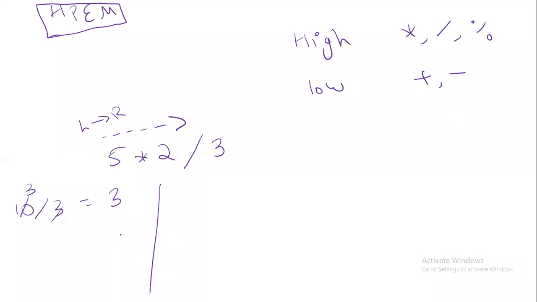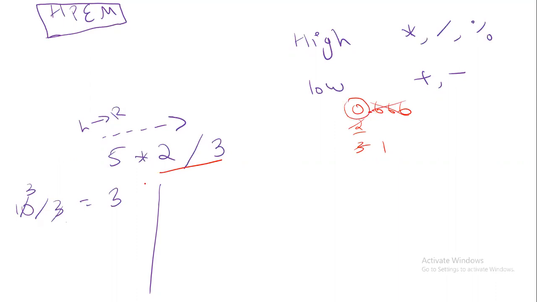Now let's imagine that you have not followed the left to right priority. Then what will you do? Maybe you will solve this part first. If you solve this first, your answer will be wrong. Watch here. What is 2 by 3? 3 ones are 3, and the answer is 0.666, right? 2 by 3 is 0.66. But integer by integer is integer, so 0.66 is lost. So the answer is 0.